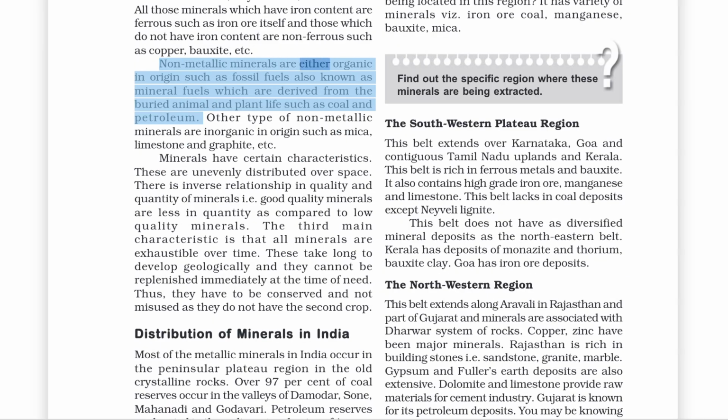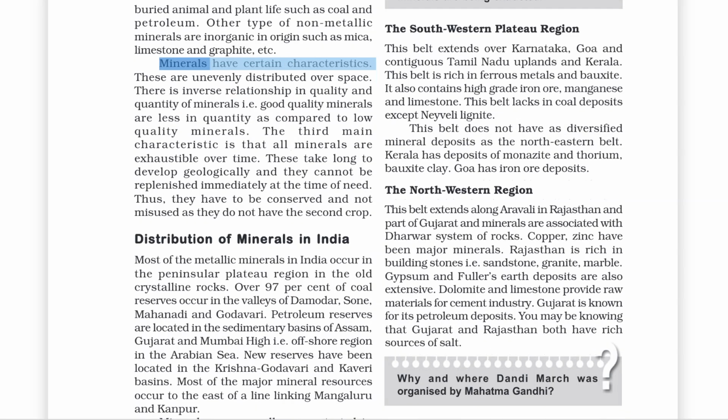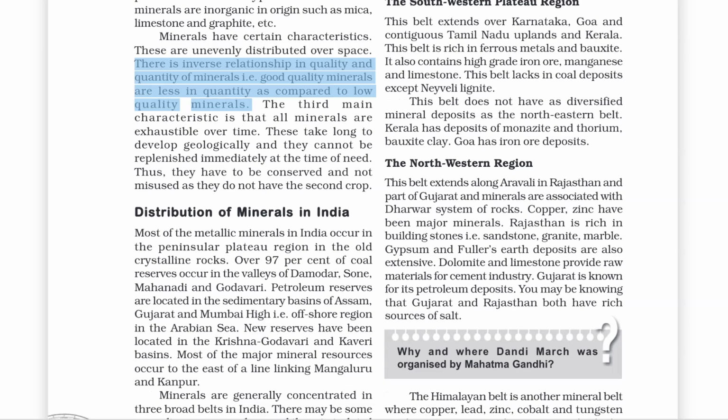Non-metallic minerals are either organic in origin, such as fossil fuels, also known as mineral fuels, which are derived from the buried animal and plant life, such as coal and petroleum. Other types of non-metallic minerals are inorganic in origin, such as mica, limestone, and graphite, etc. Minerals have certain characteristics. These are unevenly distributed over space. There is an inverse relationship in quality and quantity of minerals, i.e. good quality minerals are less in quantity as compared to low quality minerals.